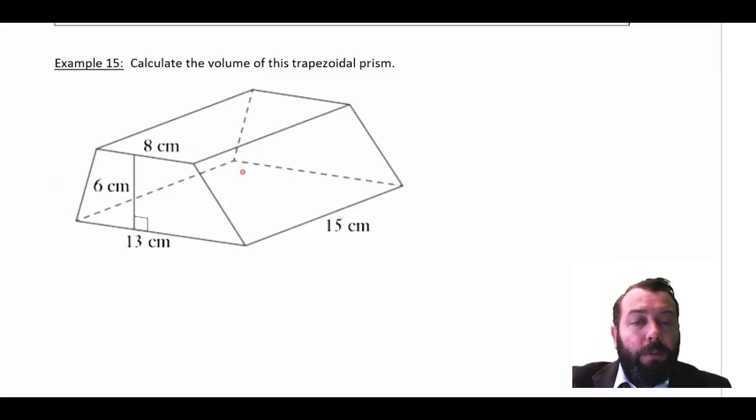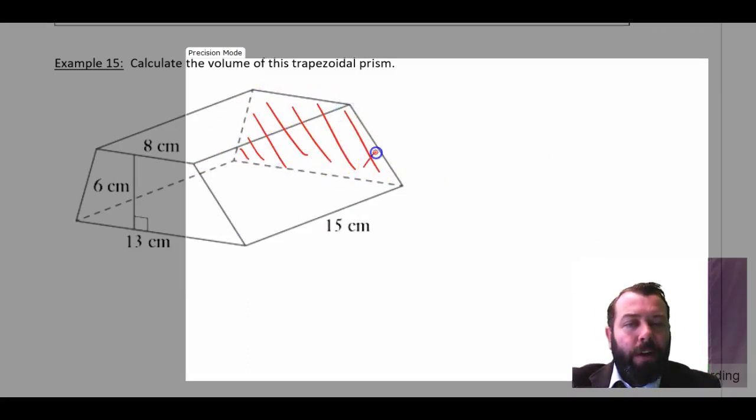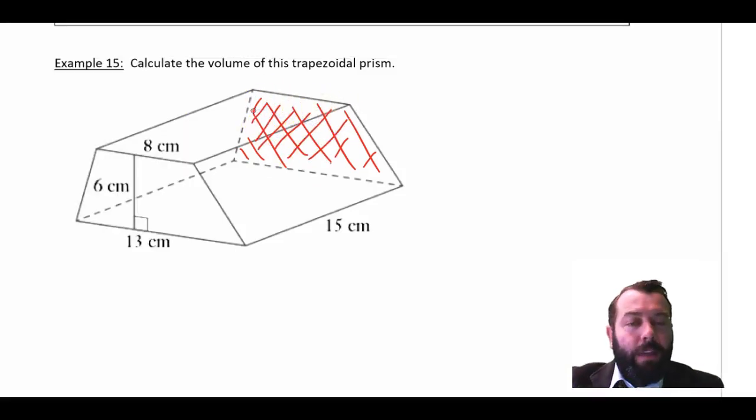We want to find the volume of this prism, and to do that I'm going to find the area of this trapezium here, which is the same as the trapezium at the front. It's just a little neater if I shade in that back one. I'm going to work out that area and then multiply it by the height, which in this case is not 6. It's the 15. It's how far apart those faces are.